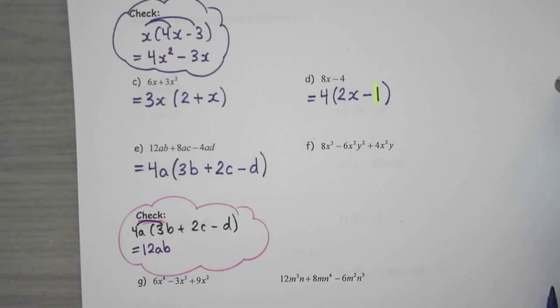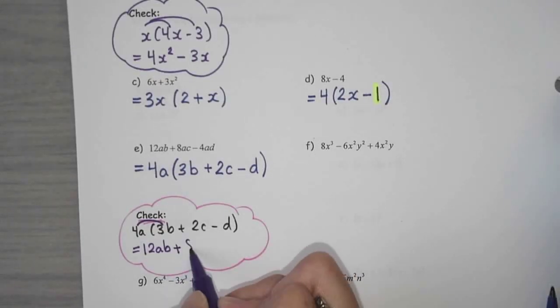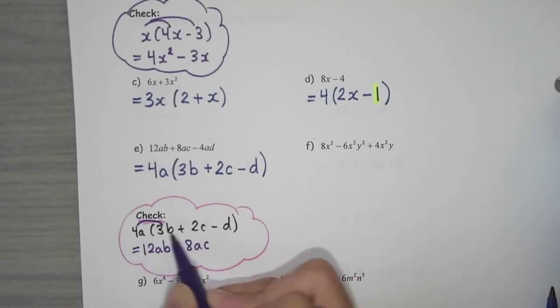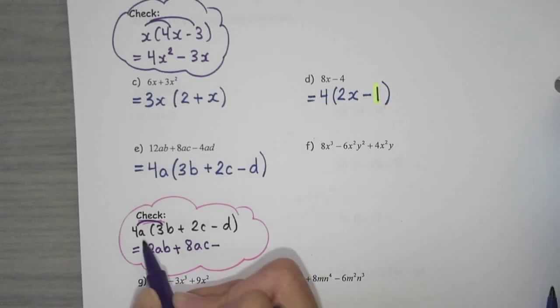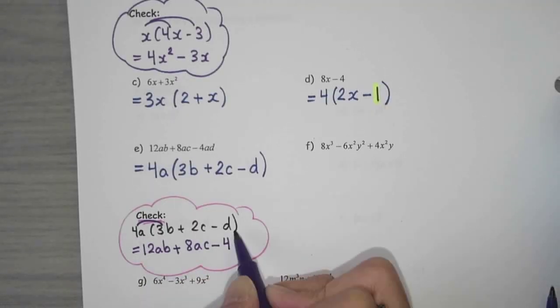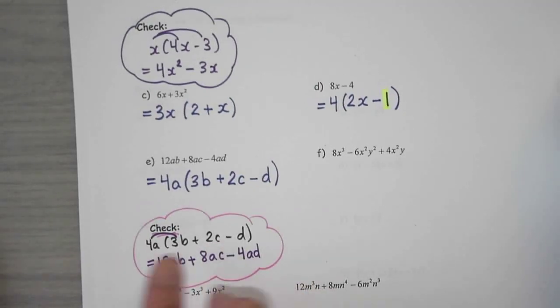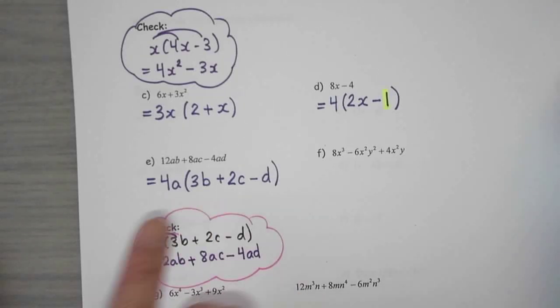4a times 2c would be 8ac. 4a times negative b would be negative 4ab. So see how it goes back to the beginning. So that's just my check. I don't want you doing that unless you're just checking something. That's really the only reason. You don't have to do that, but I was just proving to you that it does work, right? So factoring is the opposite of the distributive property. You bring it back out, the common factor.